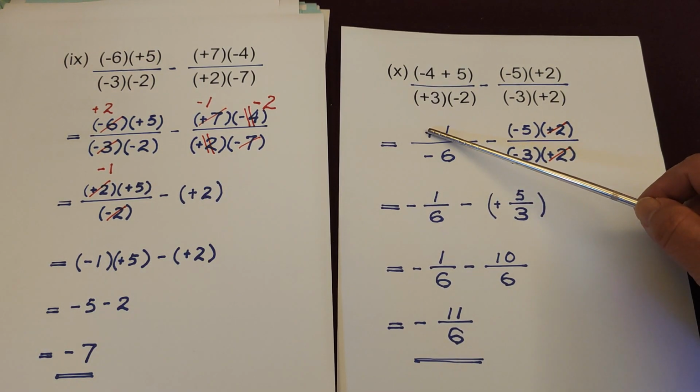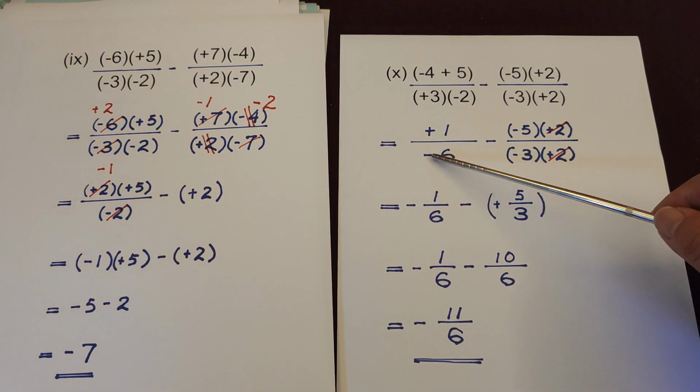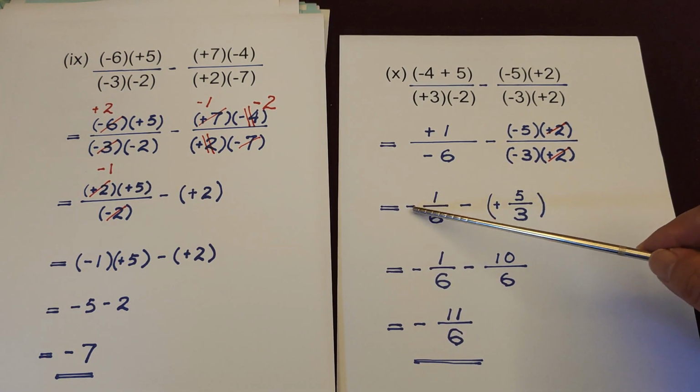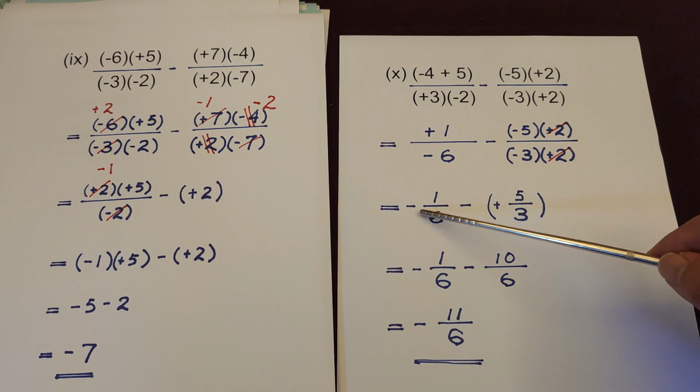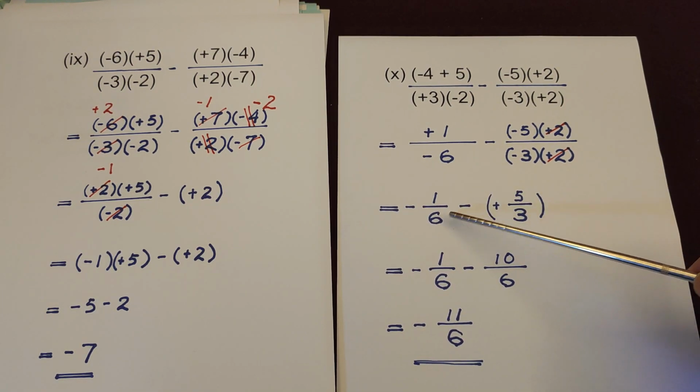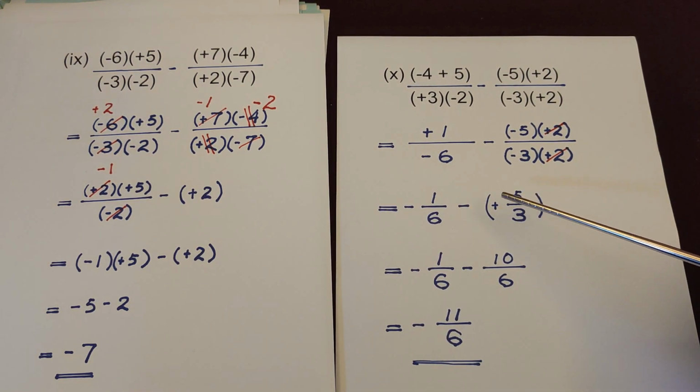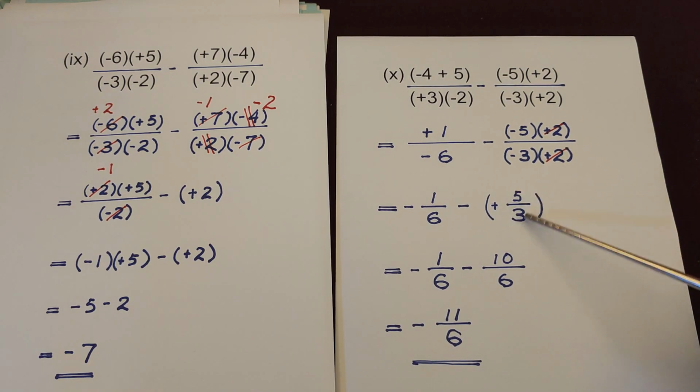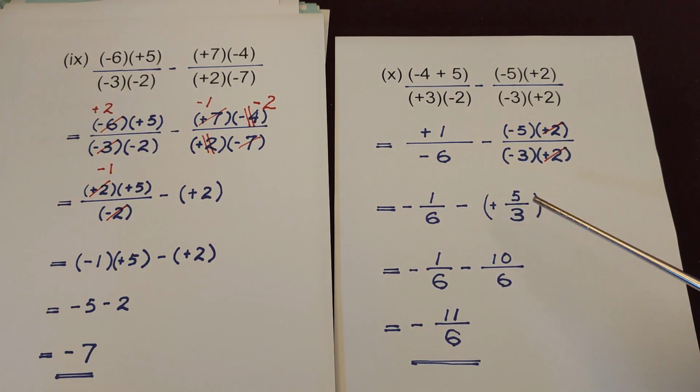Here we have one positive and one negative. So the answer has a negative sign. And it becomes negative 1/6 minus positive 5/3. Okay.